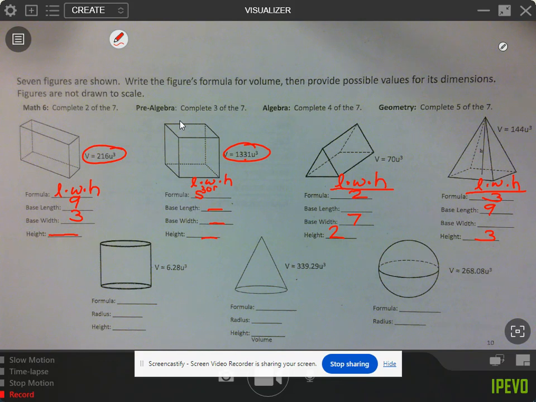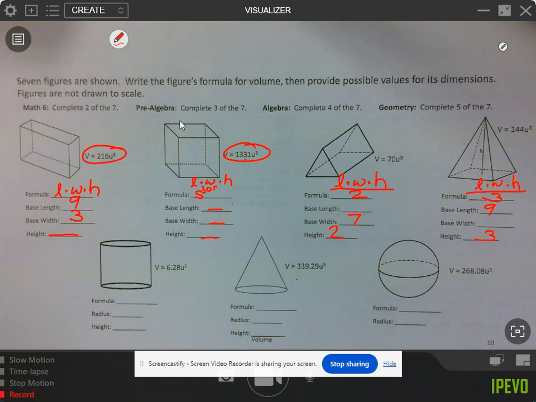Wait, but for the second one, that doesn't work. There is a number that works. You have to find it. 6 is too small and 7 is too big. 7 is not too big. 7 times 7 is 49. 49 times 7 is not bigger than 1,331. Oh, it's 1,000. I thought it was 331.